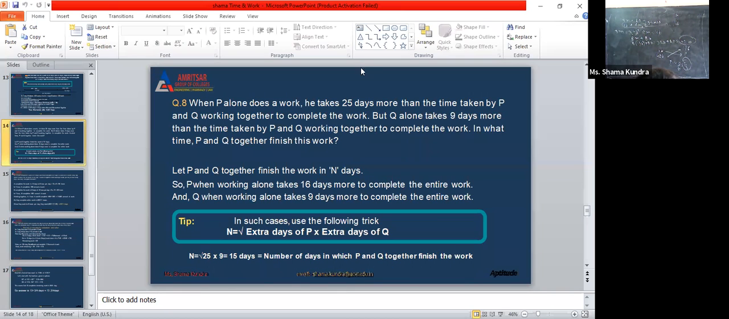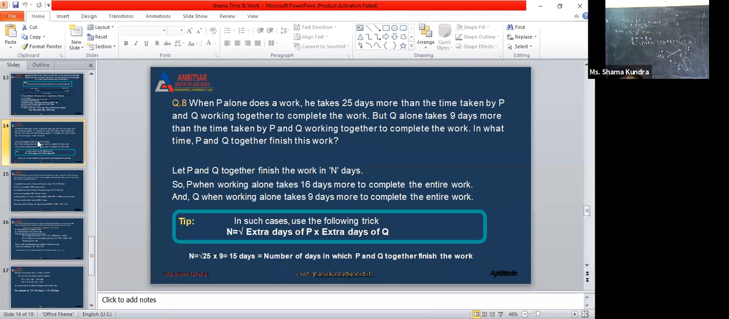When P alone does the work, he takes 25 days more than the time taken by P and Q together to complete the work. But Q alone takes 9 days more than the time taken by P and Q working together to complete the work. In what time do P and Q together finish this work?